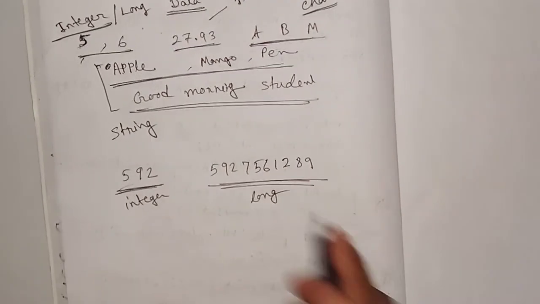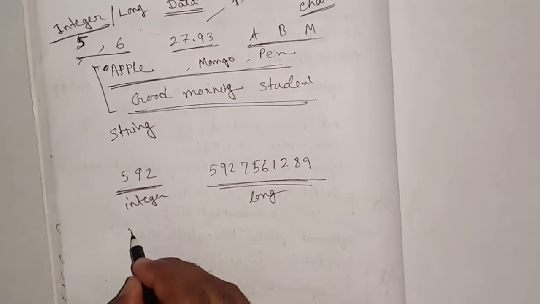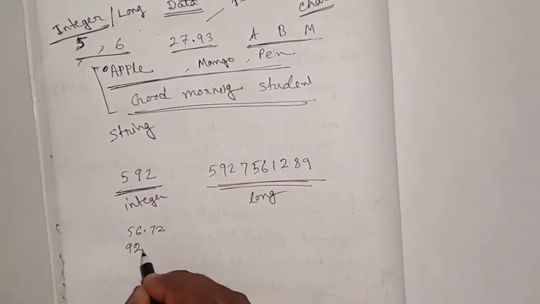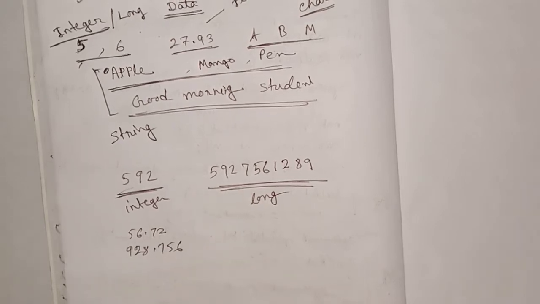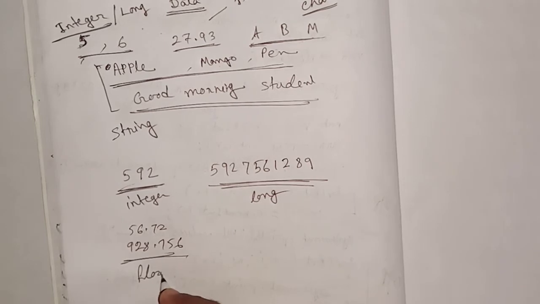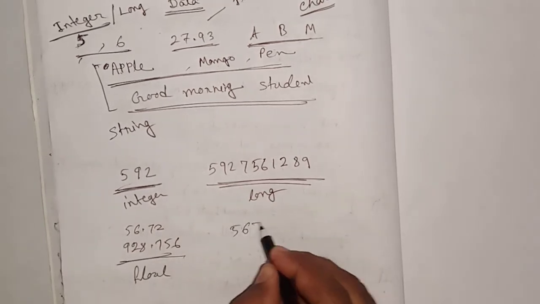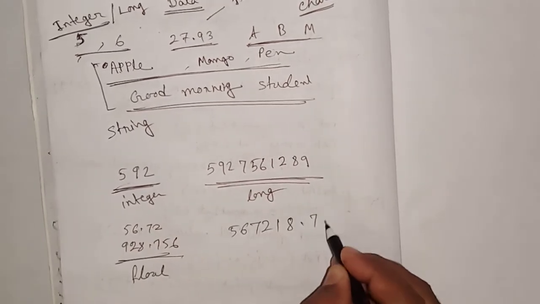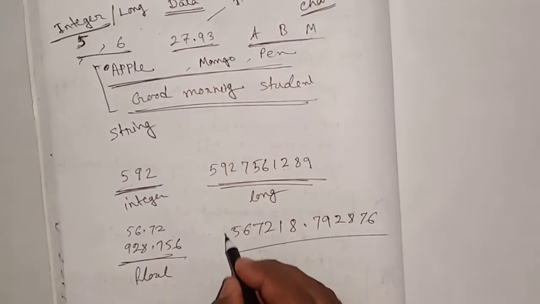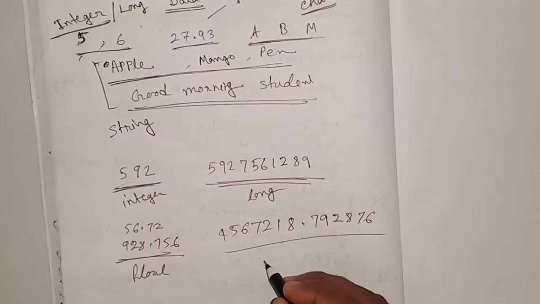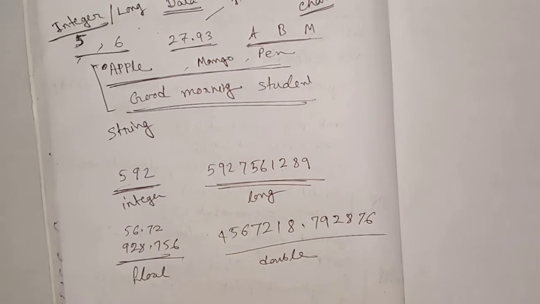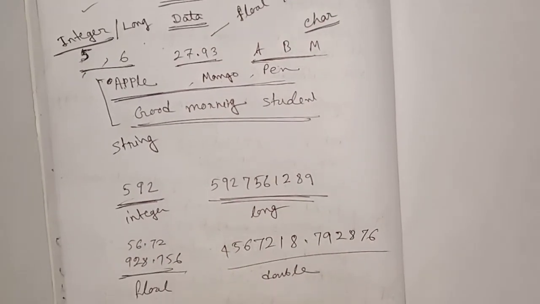Similarly, for floating point, same problem. If you write 56.7372 or 928.756, in these cases we write float. And if you want to use 56721.879286, like that, a longer number, that time you use double. Okay, I hope the types of value are clear.